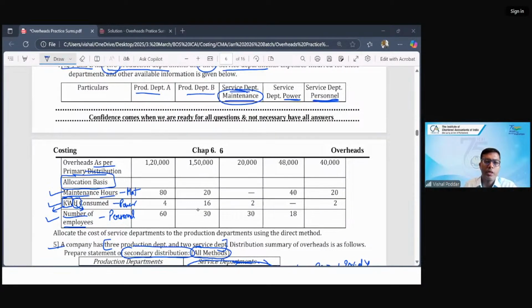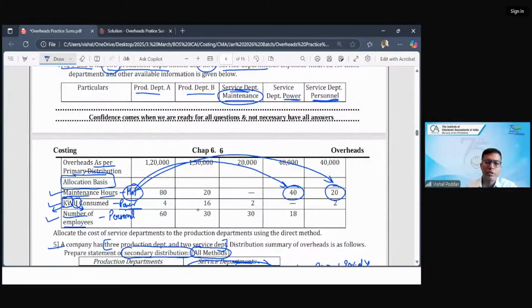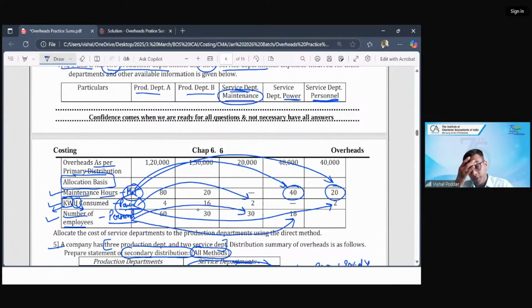How? See, maintenance service. Is it giving service to the other 2 departments of power and personnel? Yes. So maintenance is giving to power, maintenance is giving to personnel. Now power, is it giving to maintenance and to personnel? Yes. And personnel, is it giving to maintenance and power? Yes. It means each of the service departments is giving to one another. Now, since all are giving to one another, the question is originally of reciprocal scenario.